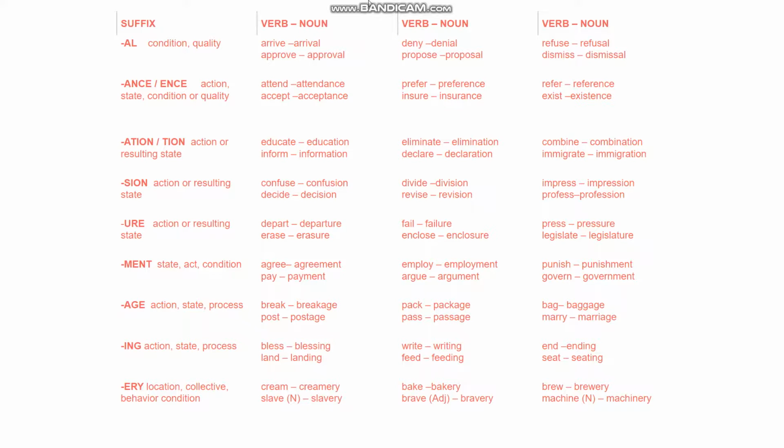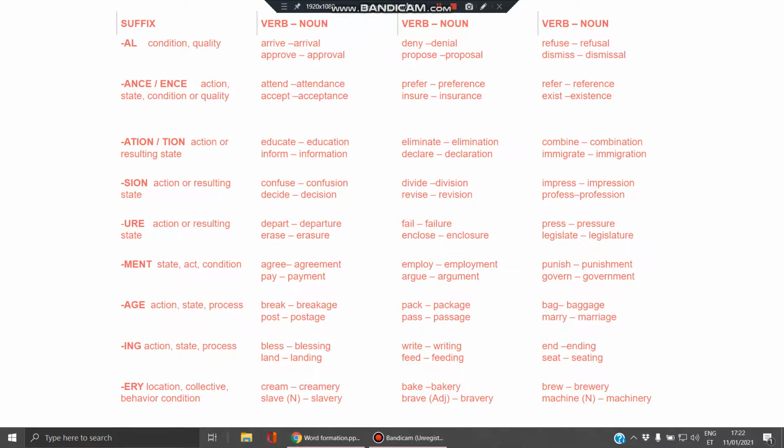Now here are some more examples of suffixes that you can use, and you can make notes on that. So you can see that one suffix can help you make a noun out of a verb, and there are different kind of examples for that. So al used for expressing condition or quality, and so forth.